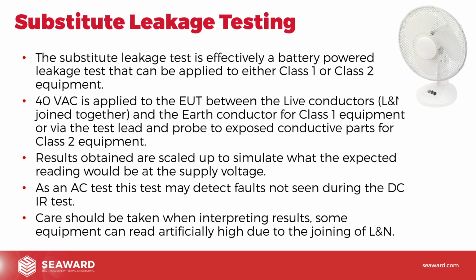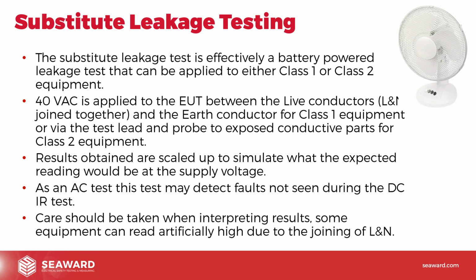So we apply the test between the line and neutral joined together, the live conductors, and the earth conductor for Class 1 equipment, or via the test lead and probe to exposed conductive parts for Class 2 equipment. So very similar to how we would carry out the protective conductor or the touch current tests, or an insulation resistance test, for example. There's nothing massively different or difficult about the test configuration. The results obtained are scaled up to simulate what the expected reading would be at the supply voltage. So we're carrying out the test at 40 volts, and then scaling that reading up to what we would have got at the 230 or 240 volts mains voltage. That's the difference with this test: it's done at 40 volts, but we're scaling it up, effectively simulating what we would have got if we had applied mains voltage to it.